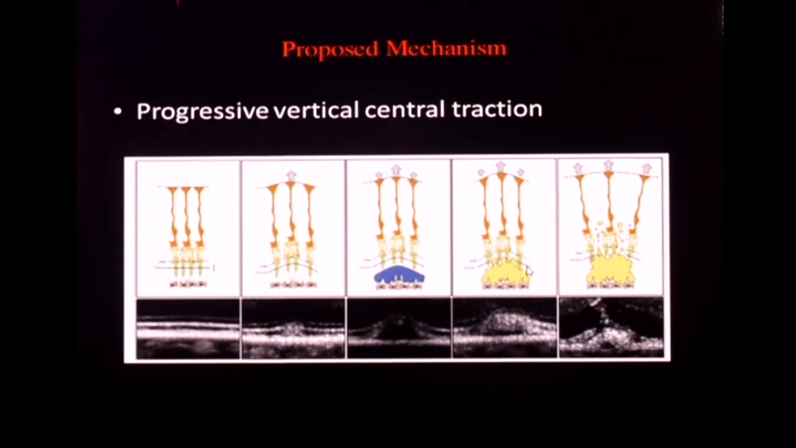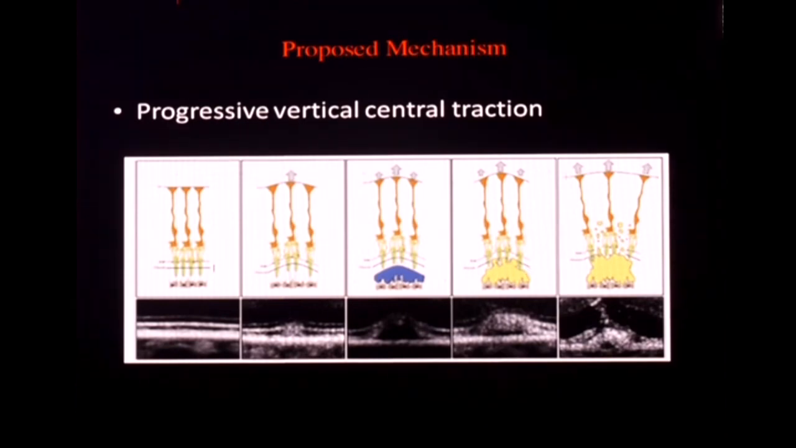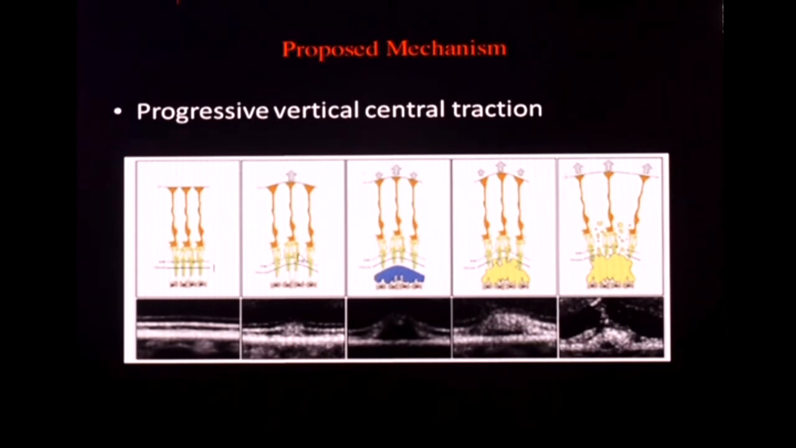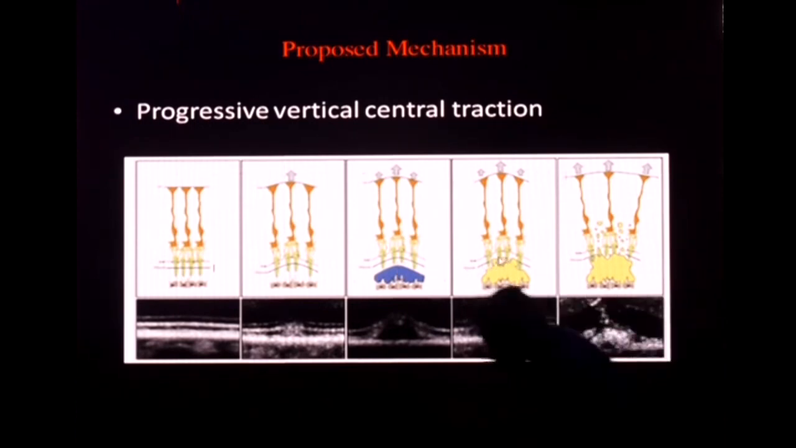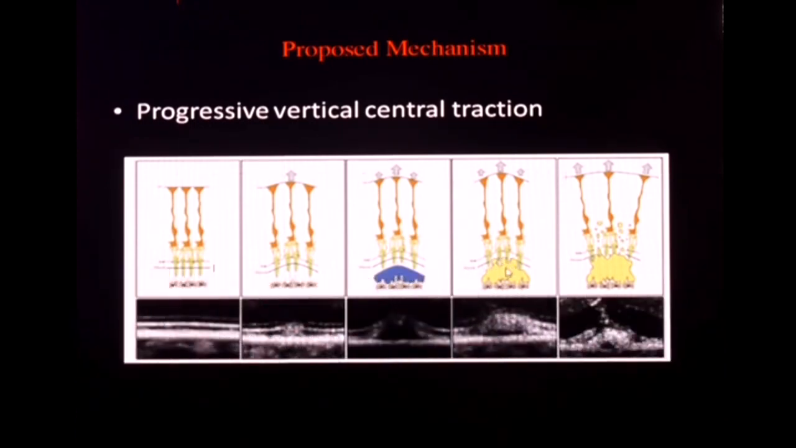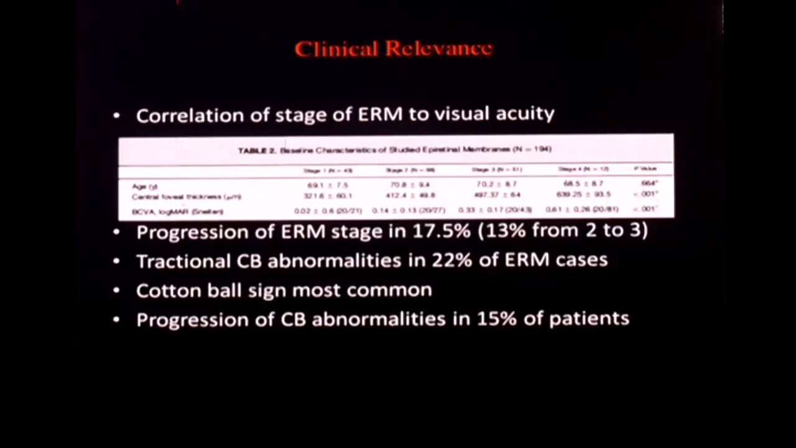The proposed mechanism offered by the authors is that there is vertical traction, and these Muller cells apply traction on the cone cells, initially causing elongation, which gives you the fuzzy cotton ball sign, and then causes a detachment here. When these degenerate, there is accumulation of hyperreflective material at the fovea. So what is the clinical relevance?